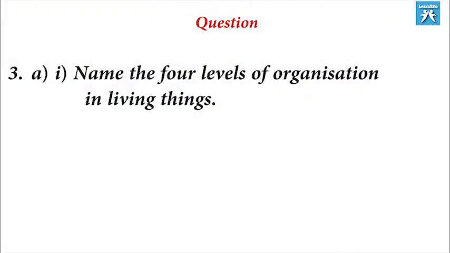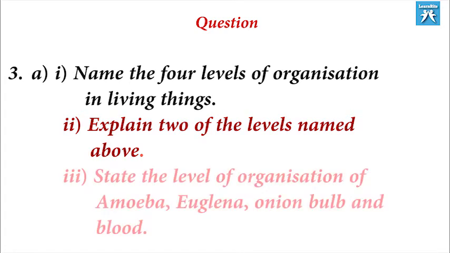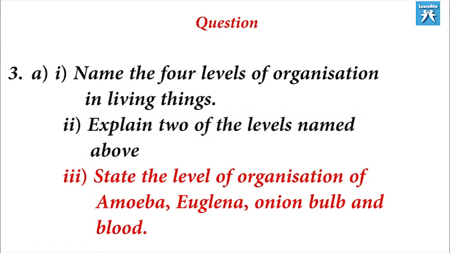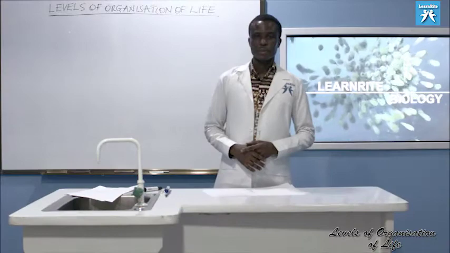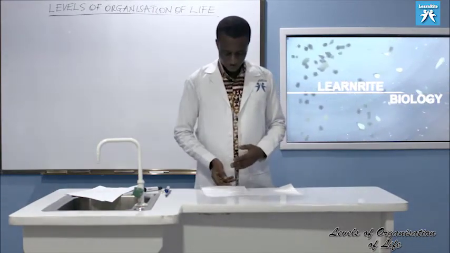Name the 4 levels of organization in living things. Explain 2 of the systems named above. Good. And the next one. State the level of organization of amoeba, euglena, onion bulb, and blood. And enough of amoeba and euglena in this class. We know them already, so we will not even mind them.